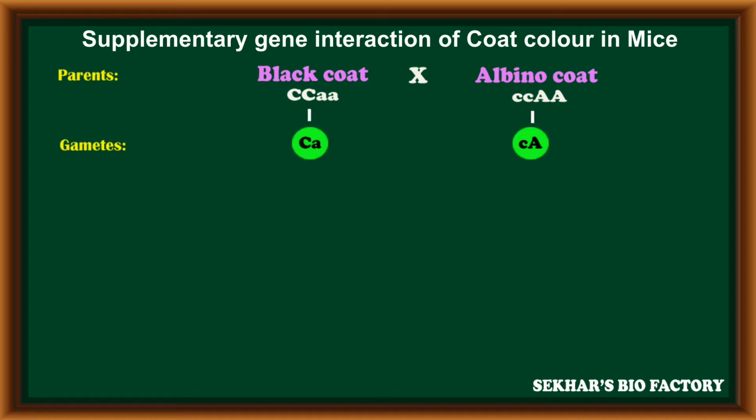During a cross between black coat and albino coat mice, each can produce one type of gametes. The first parent can produce only one type of gametes, with capital C small a. The second parent can produce only one type of gametes, with small c capital A alleles.